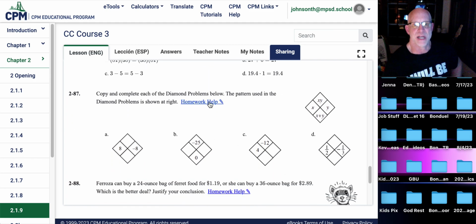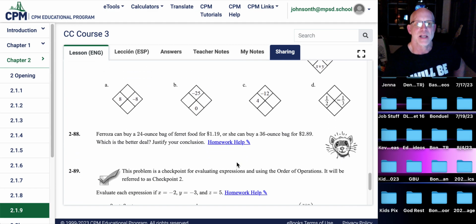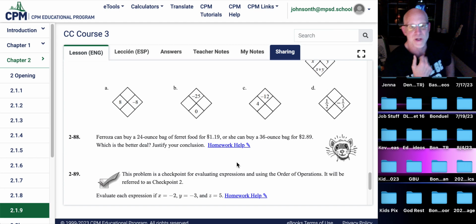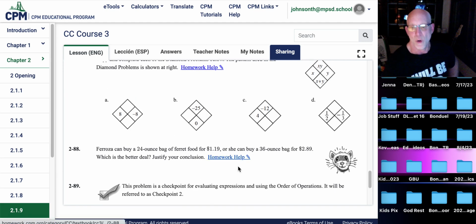Then we go to this one, diamond problems. We have 8, negative 8. Remember, on the top, it's x times y, and on the bottom, it's x plus y. This one, two numbers that multiply to make negative 25 and add to 0. In this one, we have 4 and something multiplied to make negative 12. What do they add to? And in this one, we have 1/2 and negative 1/3. What do they multiply to? What do they add to? Last one, Ferosa can buy a 24-ounce bag of ferret food for $1.19, or she can buy a 36-ounce bag for $2.89. What is the better deal? Justify your conclusion.